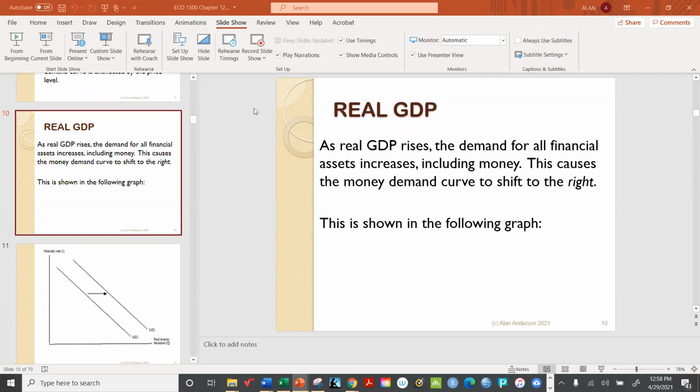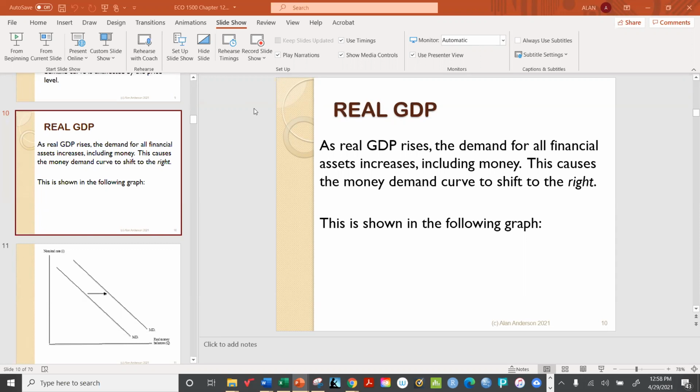So as the country as a whole becomes more affluent, they tend to hold more bonds and more money. They tend to hold more of both. Because they're more affluent, they're likely to have more savings, and so they'll put some of that into money and some of it into bonds. So therefore, as we become more affluent, the demand for money will typically rise.